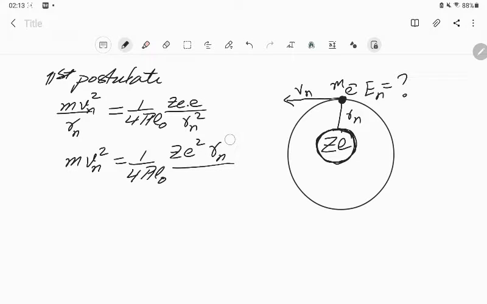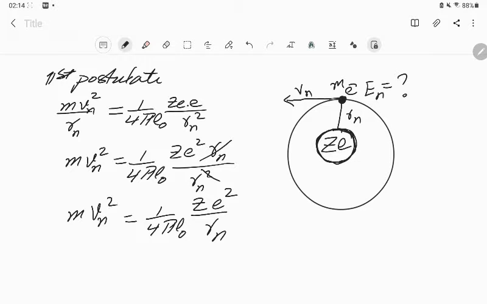So we have Rn square, and here we can cancel one Rn. This Rn and this Rn we can cancel. So we will have 1 by 4 pi epsilon naught Ze square by Rn equal to m vn square.